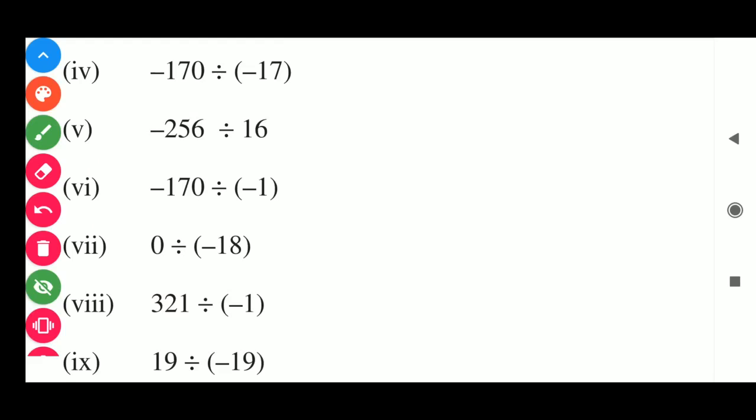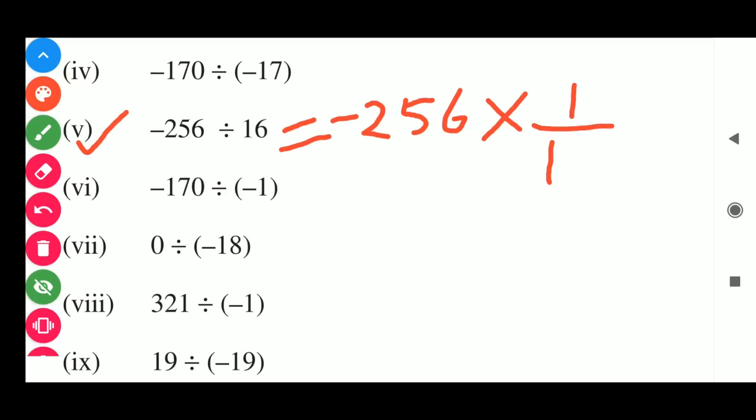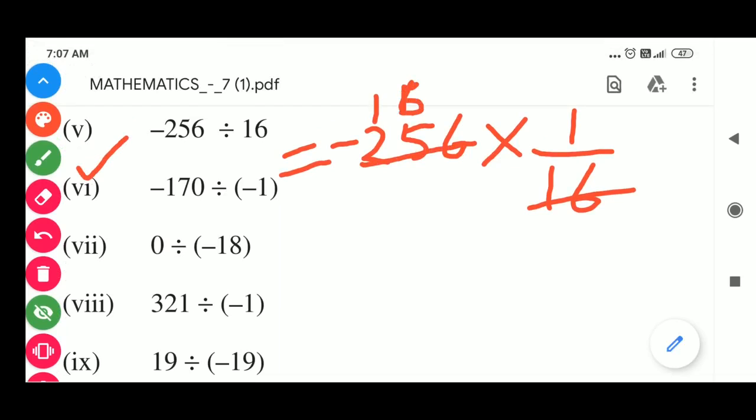Now come to the fifth question. What happened in the fifth question? Minus 256 into 1 upon 16. And 16 divided into 256, we get 16. So our answer is minus 16.